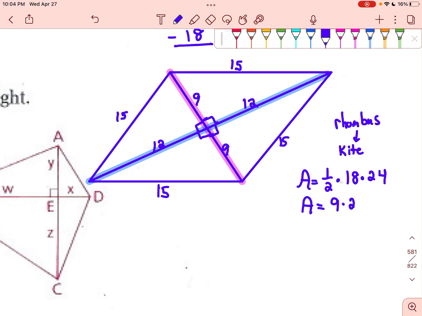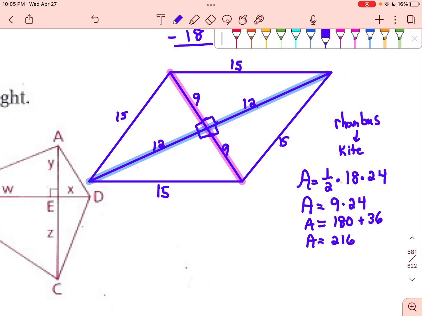So this would be 9 times 24. 9 times 20 is 180. 9 times 4 is 36. And when we add those together, we get 216. So I noticed that the area of this rhombus is 216.